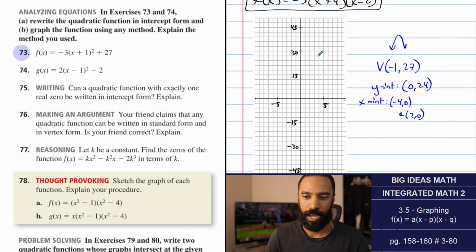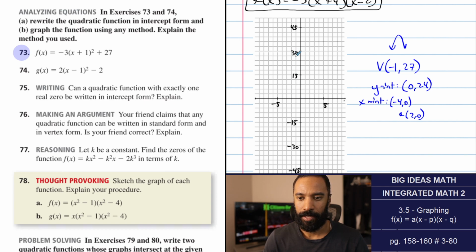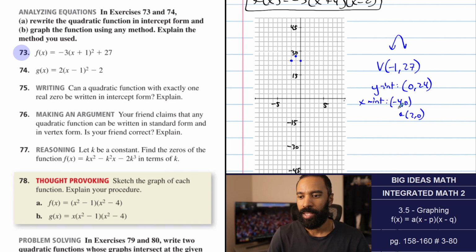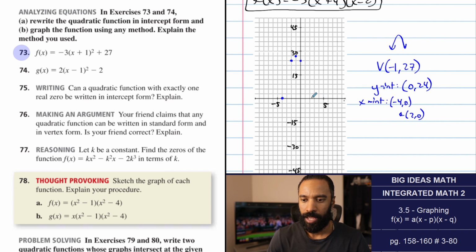Okay, negative 1, 27. So negative 1, here's 27. It's 3 away from 30. I have 0, 24. That's this point right here. And reflecting across the axis of symmetry is that guy. And I have negative 4, 0 and 2, 0 as these points. That's a lot of them.